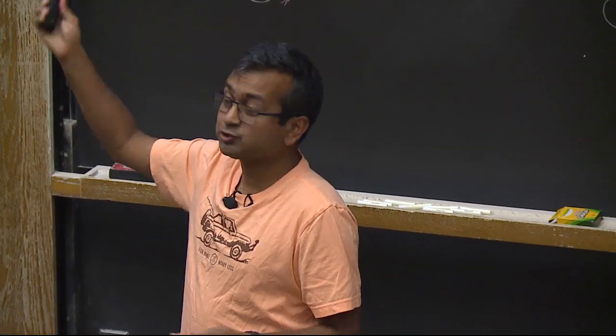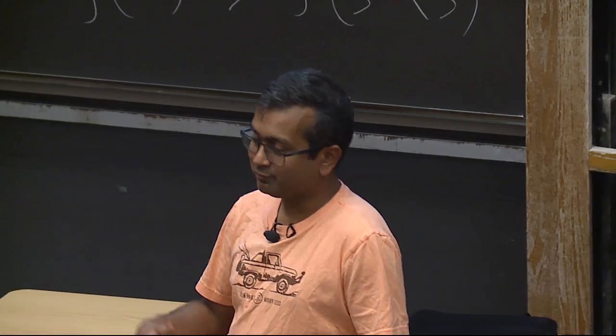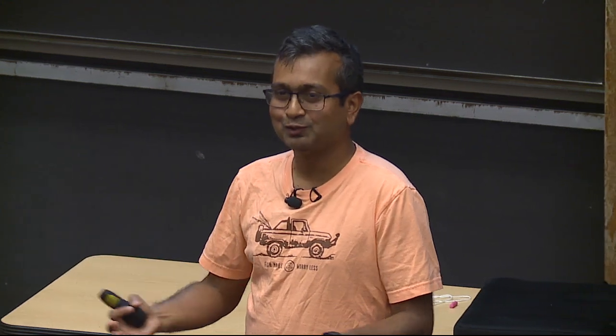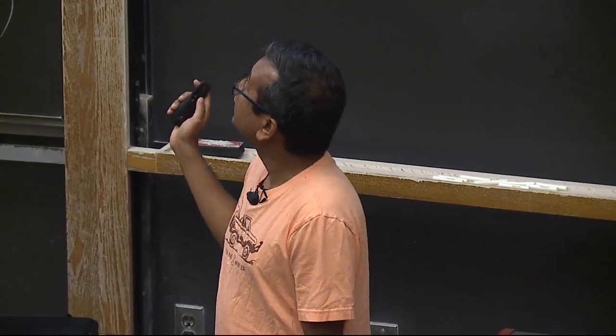Okay, so in this picture now we have a 1 plus epsilon approximate single source min cut algorithm and a 1 plus epsilon approximate all pairs min cuts algorithm. Both of these run in polylog max flow time. Of course, the last question that remains is: is this 1 plus epsilon approximation necessary? Can we get exact algorithms? I will give you the answer, but I will tell you almost nothing about how to get it, because that's a talk in itself. But let me give you the answer first.